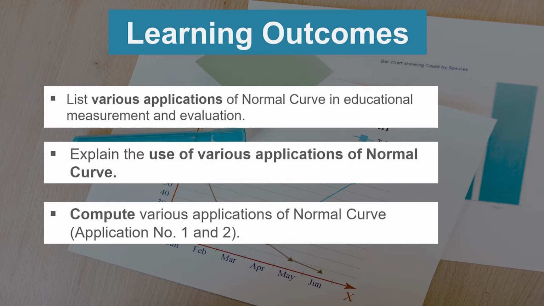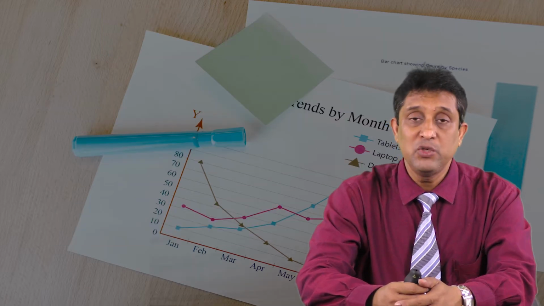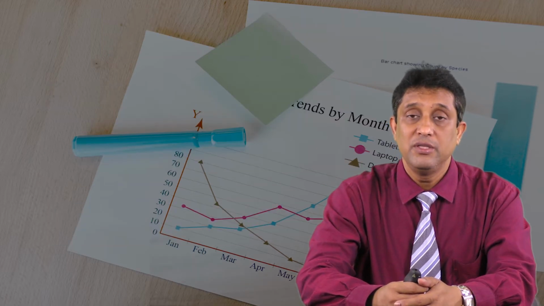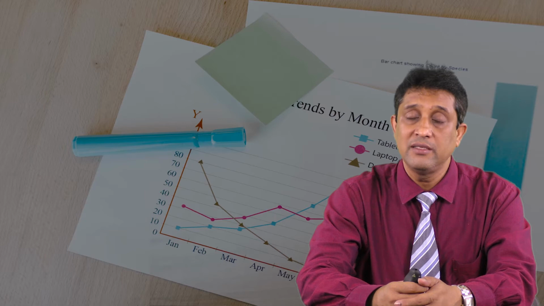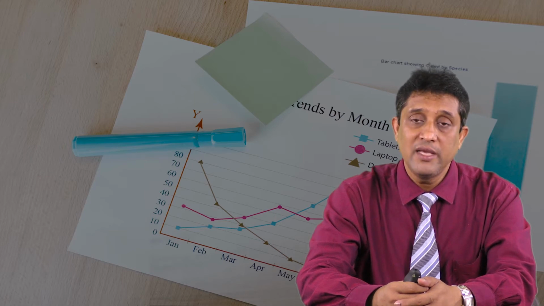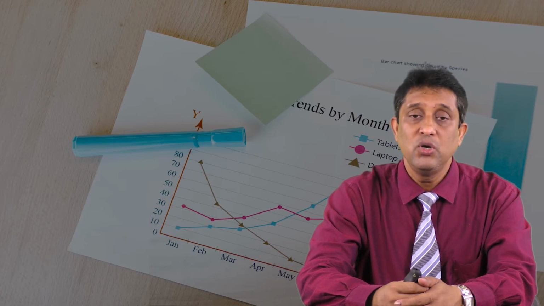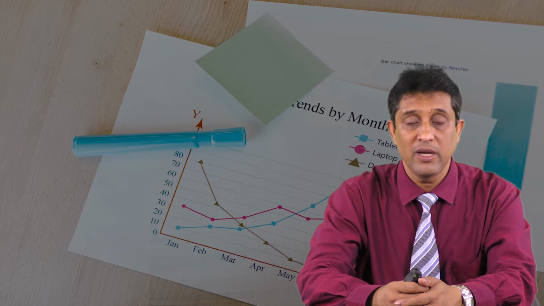That is, in this lesson we will discuss 2 applications, that is application number 1 and application number 2, and in our next session, in the applications of normal probability curve part 2, we will discuss another 3 applications, that is application number 3, 4 and 5. I am very much sure that after going through this video lesson you will be able to understand what are the different applications that we can use for analyzing students' result, for analyzing students' data, and further you will be able to compute various applications of normal curve.